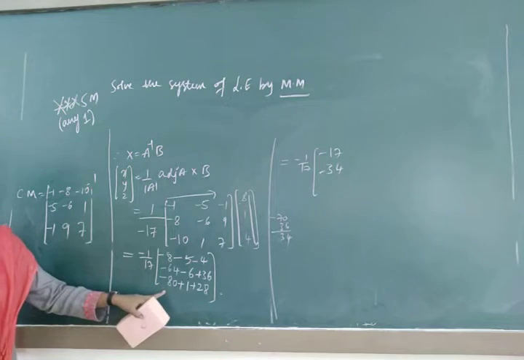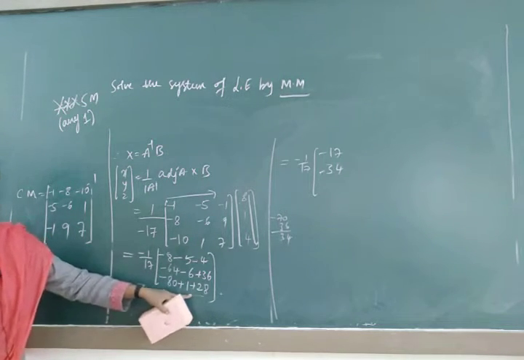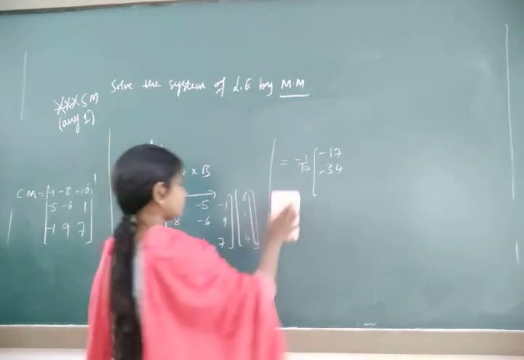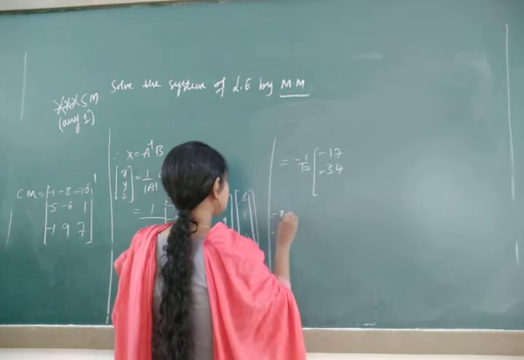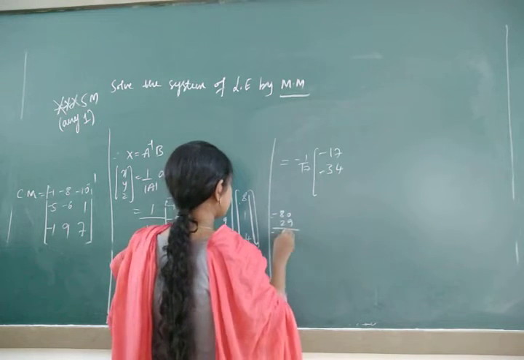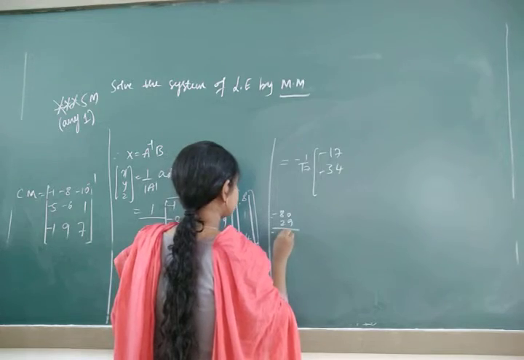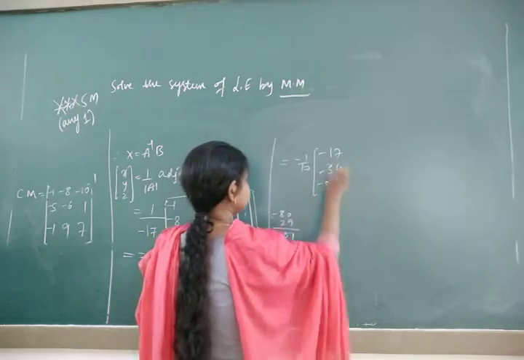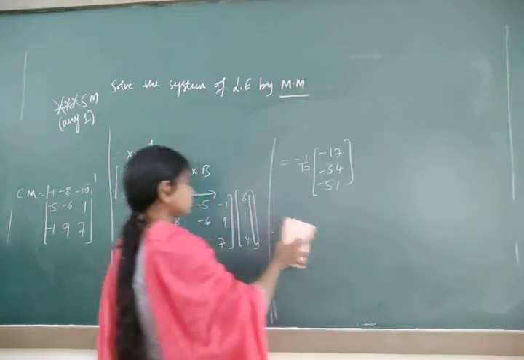Correct. Next will be, this is a 29 minus 80 plus 29. It's a minus 80 plus 29. It's a 51 minus 51. Check it out.